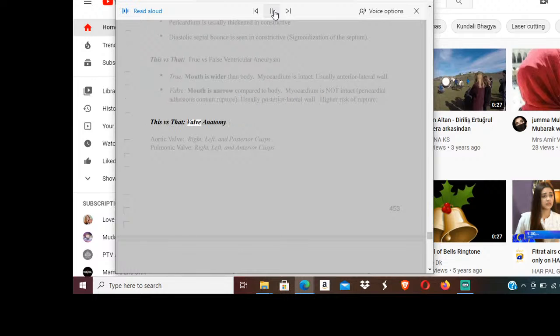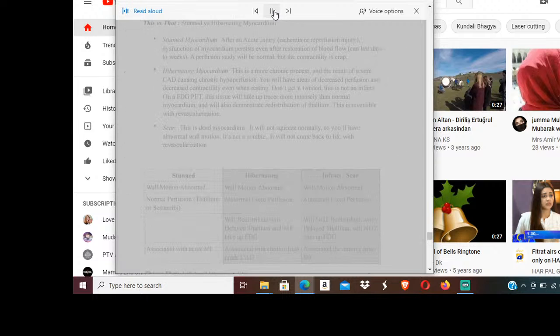This vs that, valve anatomy. Aortic valve: right, left and posterior cusps. Pulmonic valve: right, left and anterior cusps. 453. This vs that, stunned vs hibernating myocardium.